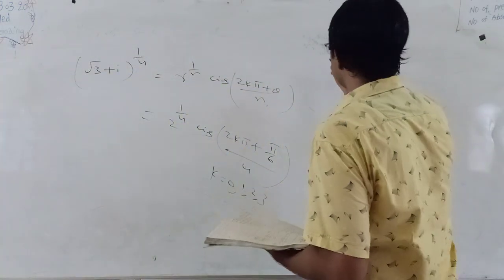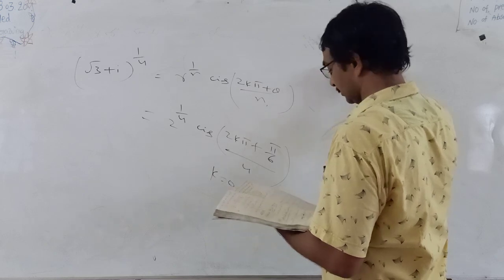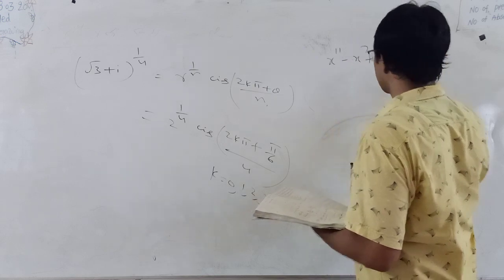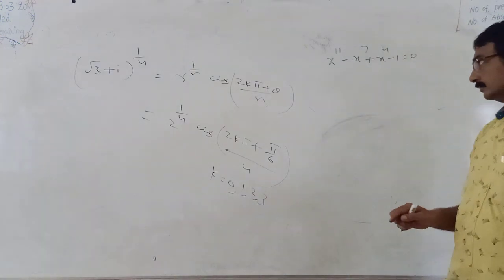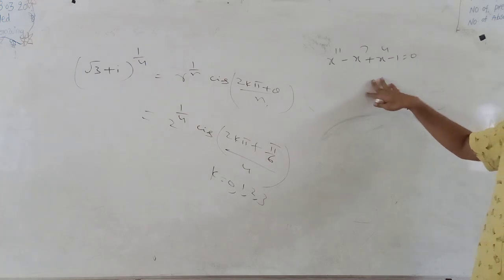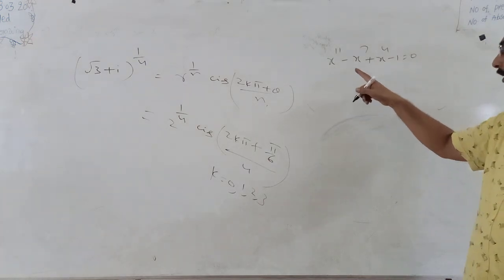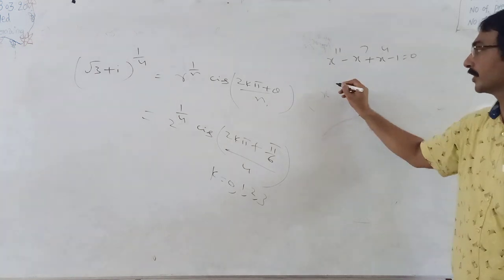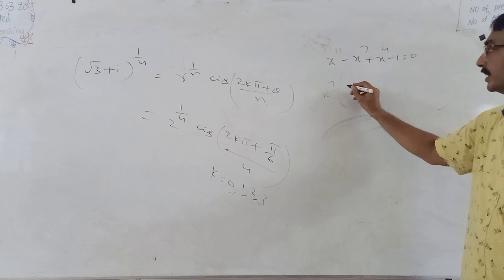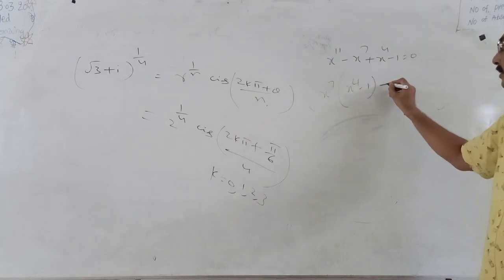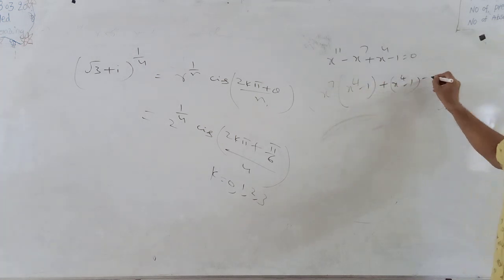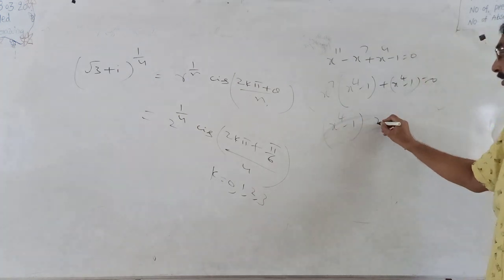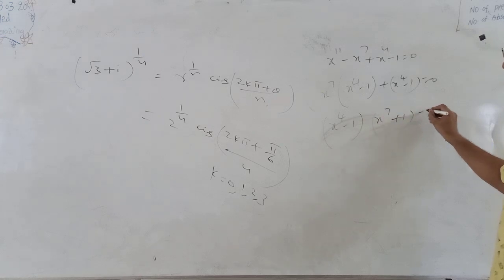One more problem. Solve the equation x power 11 minus x power 7 plus x power 4 minus 1 equal to 0. So find the solutions of this. First we have to factorize. We can take x power 7 common from the first two terms: x power 7 into (x power 4 minus 1) plus (x power 4 minus 1). Again, taking (x power 4 minus 1) common, we get (x power 7 plus 1) equal to 0.